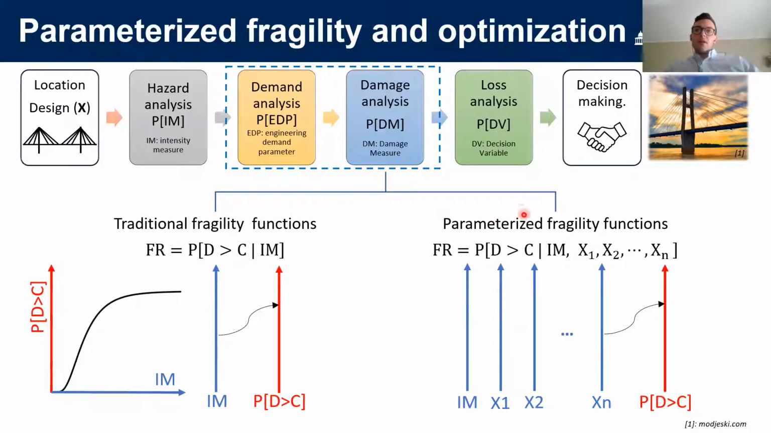Differently, the idea of parameterized fragility functions consists in conditioning the probability of damage not only on the intensity measure of the earthquake, but also on the design parameters of the bridge, which are the ones we want to obtain to optimize the structure.